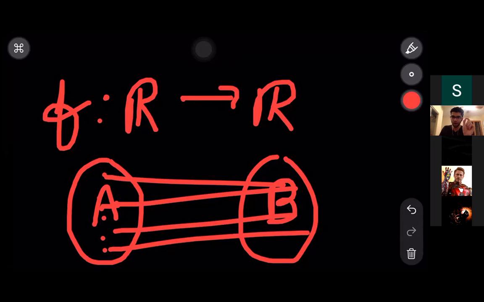So I took 2 and I mapped it to 4. I took -2, I also mapped it to 4. I took 0, I mapped it to 0.